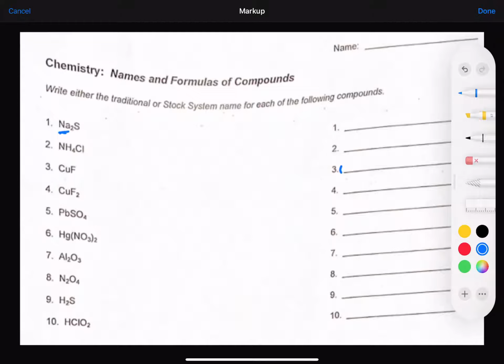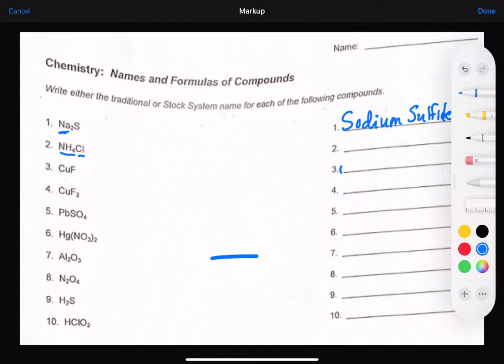So we already said that Na2S is sodium, the name of the first metal, and then sulfur, where you change the suffix to "ide." And then the second one here: sometimes the first ion, because these are ionic compounds, and ion means an atom with a charge, might be more than one atom, which they call polyatomic, because poly means many. So NH4 is one ion, bonded together.